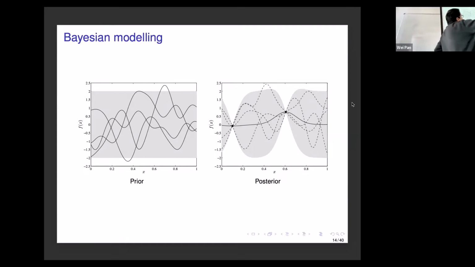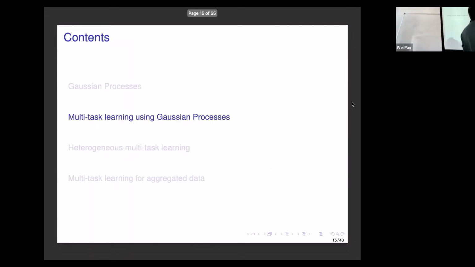So the line that you see here is the new mean process for the Gaussian process. And then the dashed lines that you see here are new samples that I get from this updated Gaussian process. And then what you see here in the background is the gray, expressing the uncertainty given by the predictive variance. Okay, so that's a very quick intro to Gaussian processes.